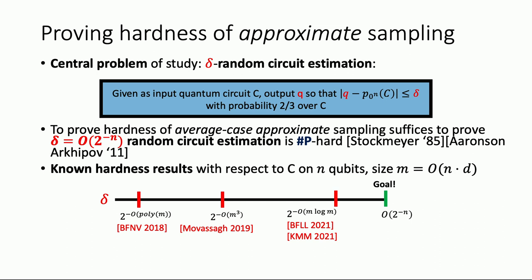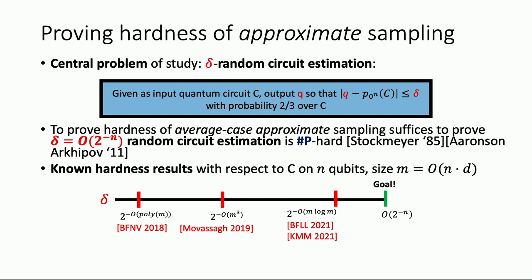Movassagh in 2019 has this really nice idea that we really should be accounting for these errors. And he works it out. It takes a little bit of work too. It's not obvious, but it ends up being that what we showed was that the delta equal 2 to the minus m cubed problem was hard, okay? We were stuck for about 2 years, had a breakthrough, and then we could prove 2 to the minus O of m log m, okay? But we're still not at our goal, which is 2 to the minus n.